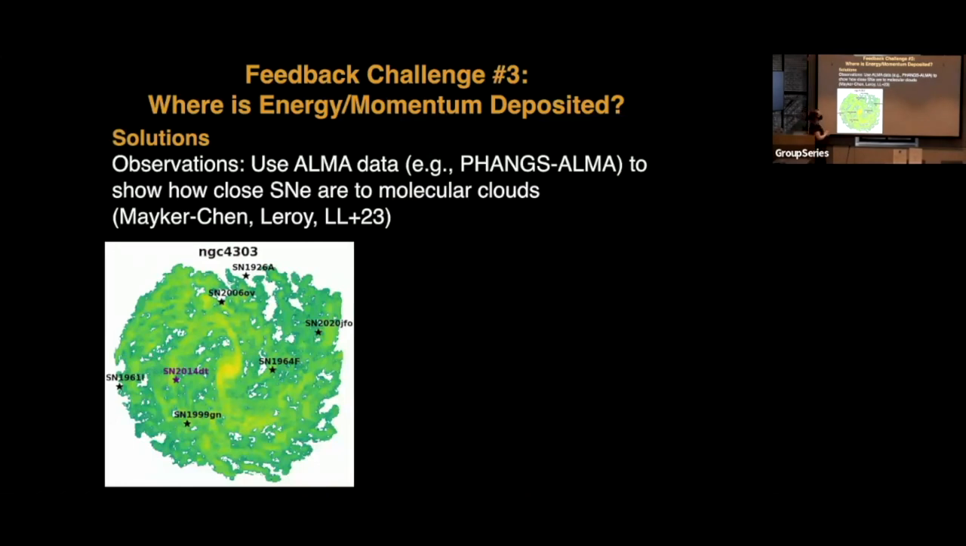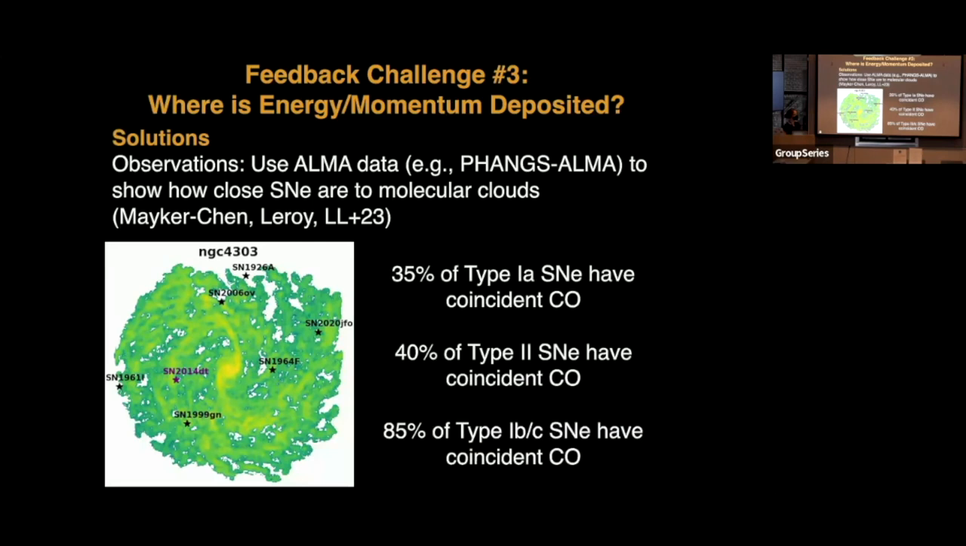So in terms of observations, we can do a similar trick, which is let's just look and see where supernovae are in relation to the dense gas from which they formed. There's a really nice paper by Ness, Maker, Chen, where she looked at ALMA data, specifically the PHANGS ALMA data, and looked at the locations of something like 60 recent supernovae and saw how close the supernovae were to dense gas, to the CO. This is one map example of NGC 4303, where there were many recent supernovae. But again, she looked at 60 sources, and this was the result.